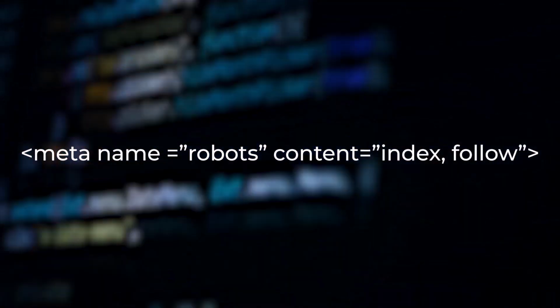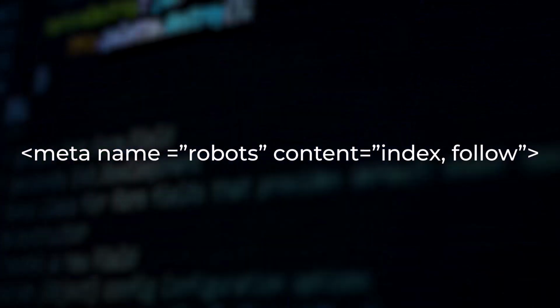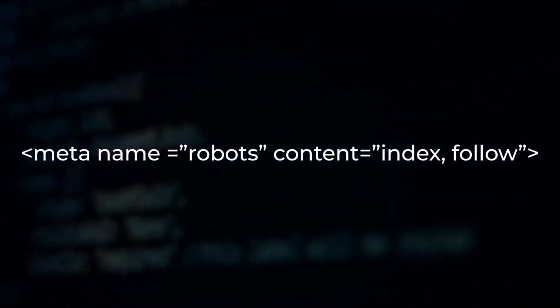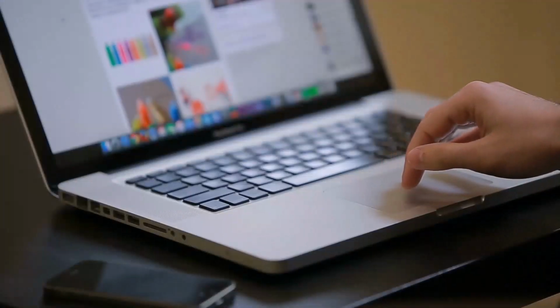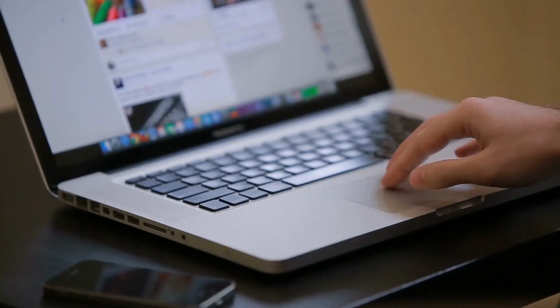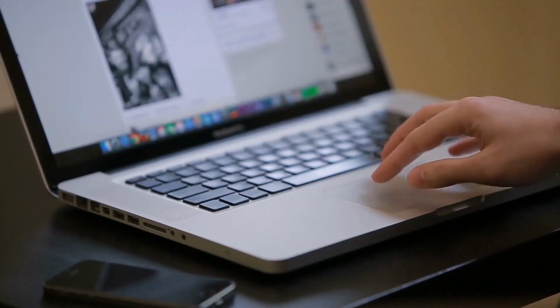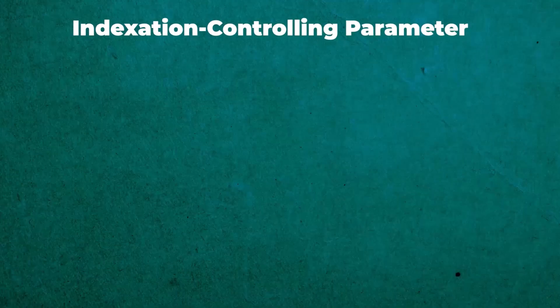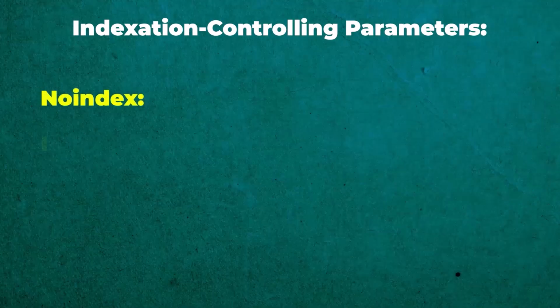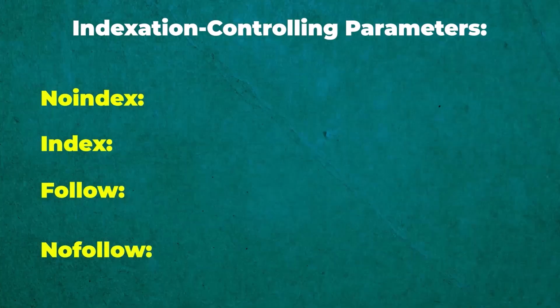So basically, if you create a meta tag with a name equal to robots, and then in the content attribute, you can pass in indexation controlling parameters. Now what do we mean by this? Basically, the content is going to provide the commands to search engine crawlers about how to crawl the web page content. We have 4 different indexation controlling parameters: noindex, index, follow and nofollow.